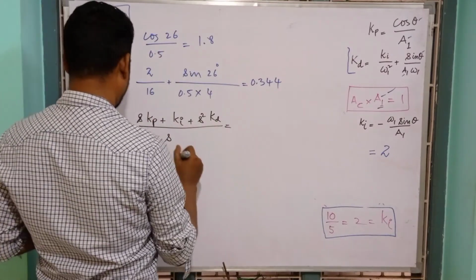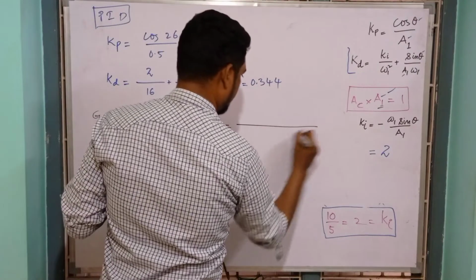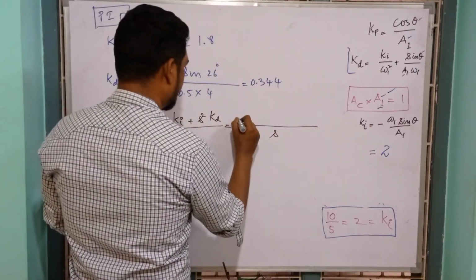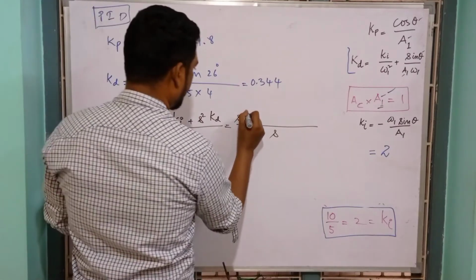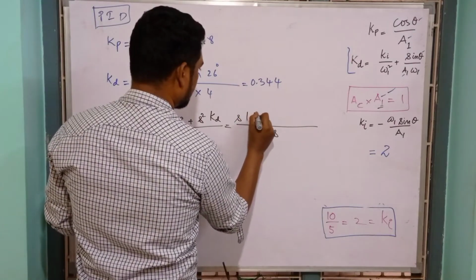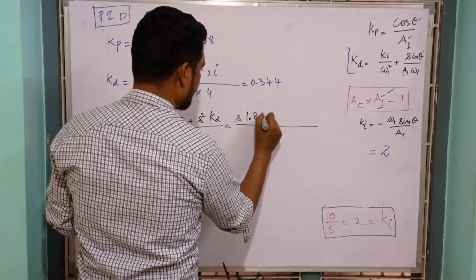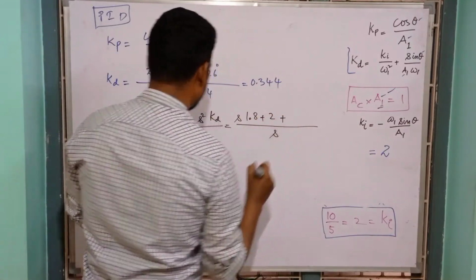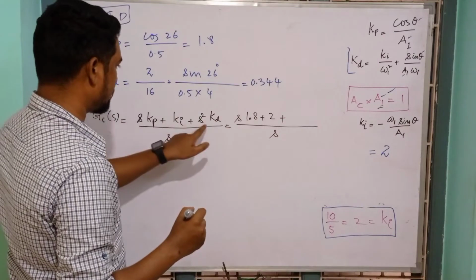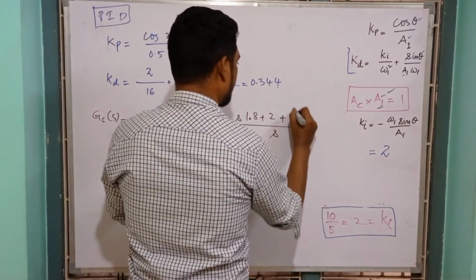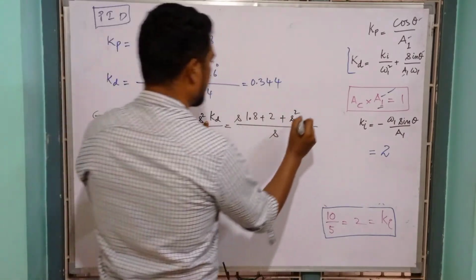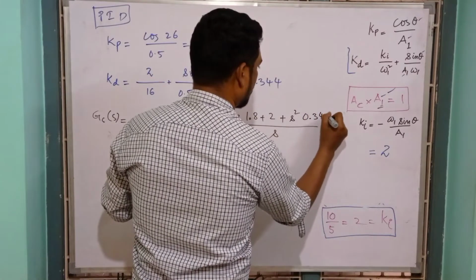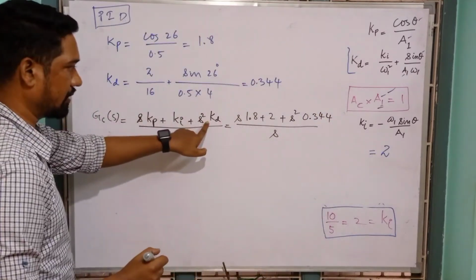Okay, so what we have is S in the denominator as it is, no change in that. S times Kp, how much is it? 1.8. Plus Ki, it's 2, plus S square times Kd, which is 0.344, which we have evaluated, right?